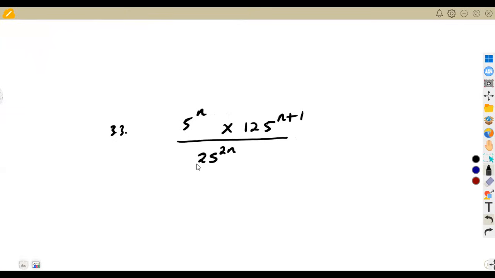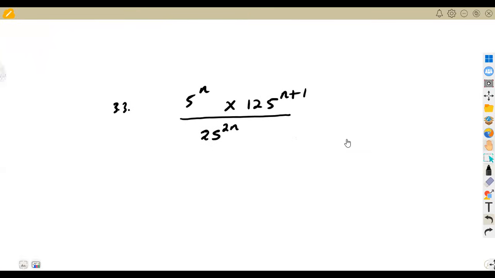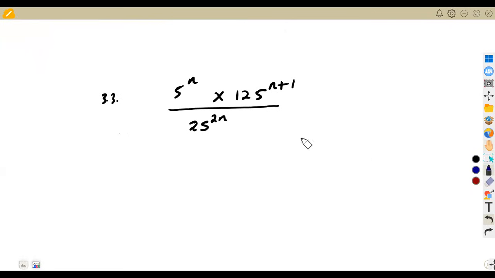How are we going to play around? How are we going to simplify this? What we can do is write in the simplest base that we have, in this case 5. So you can try to write this in terms of 5. This first part remains as it is, 5 to the exponent of n, multiplied by 125 in base 5. That's 5 to the exponent of 3, but there's an exponent there of n plus 1.